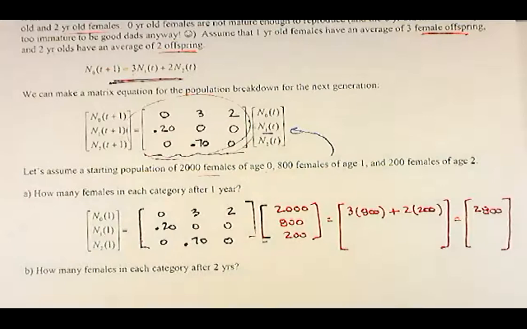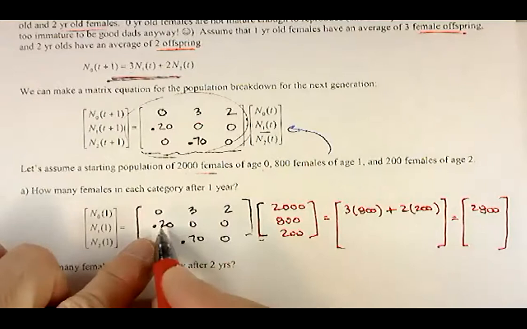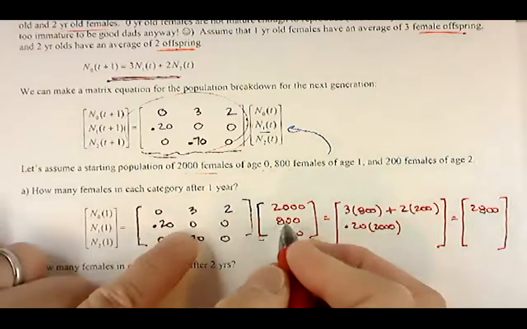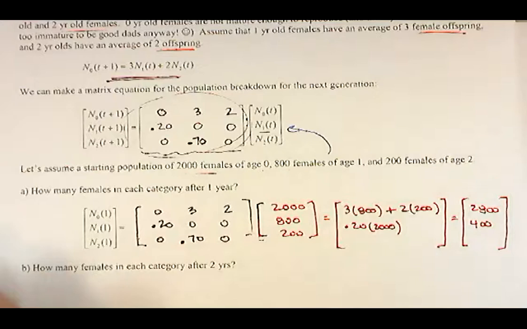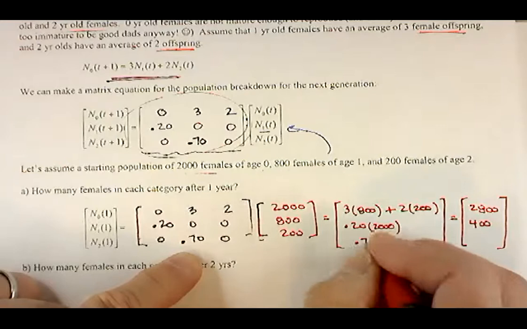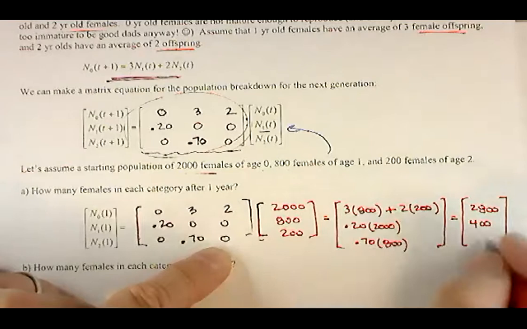For the number of one-year-olds, that's going to come from this row times my column here. So that's 20% of 2,000, which is 400. And then the other two get multiplied by zero. So that's actually it. So I would have 400 one-year-olds in my next generation. And then my number of two-year-olds is going to be zero, 70% of 800, and then zero times 200. 70% of 800 is 560.